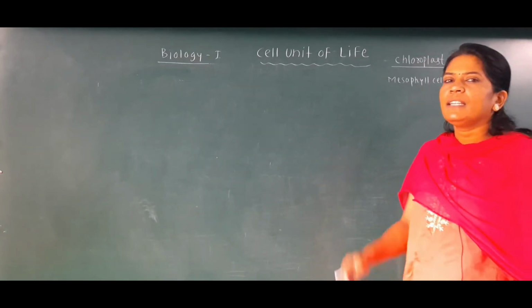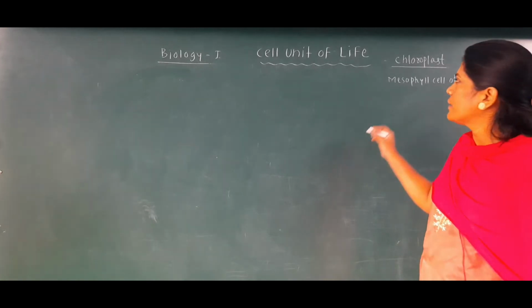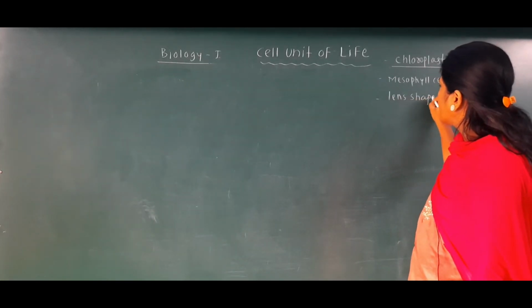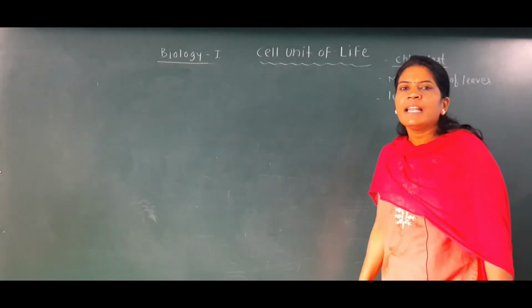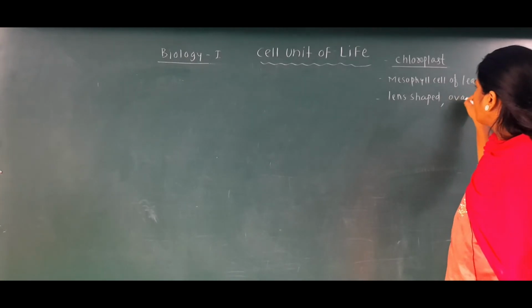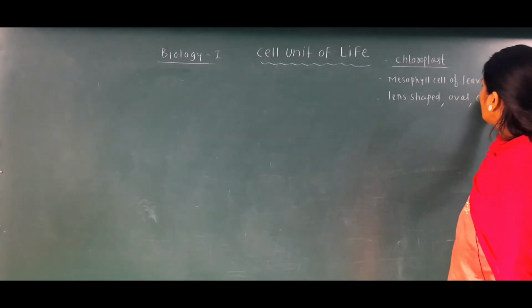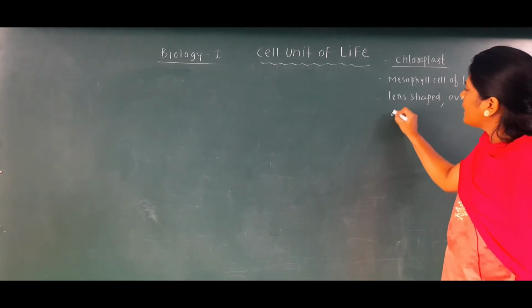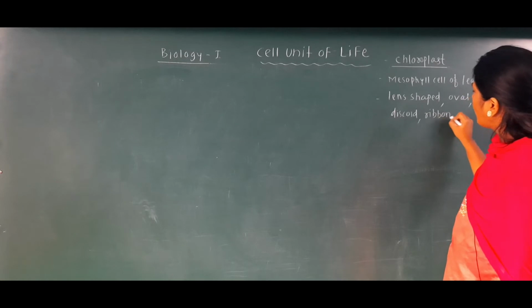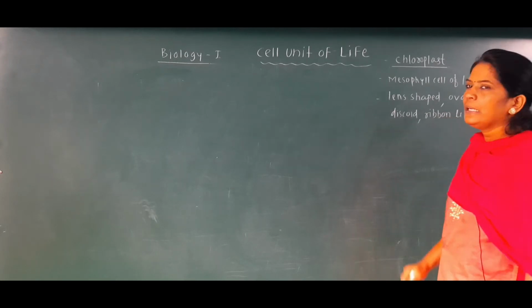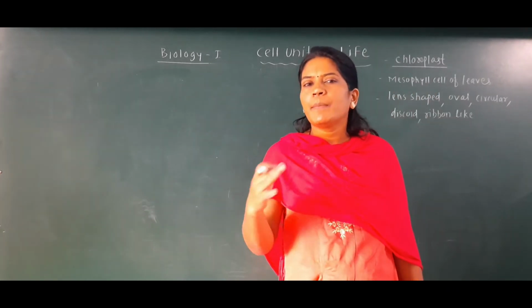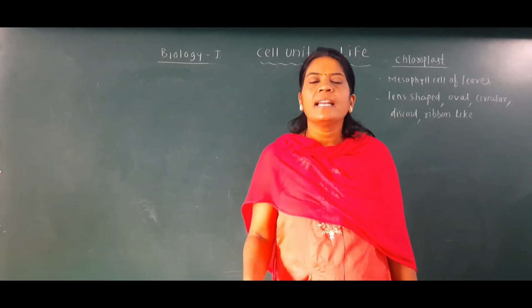If you see the structure of this chloroplast, it may be in the form of a lens shape, like the lens present in our eyes. Like that lens, it has a shape. It may be oval, or it may be circular. It may be disc-like, which we call discoid, or it may be in the form of a ribbon. So its shape is variable. In some plants, it may be lens-like, disc-like, ribbon-like, oval, or circular.